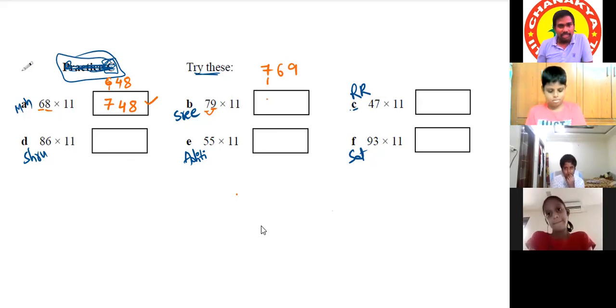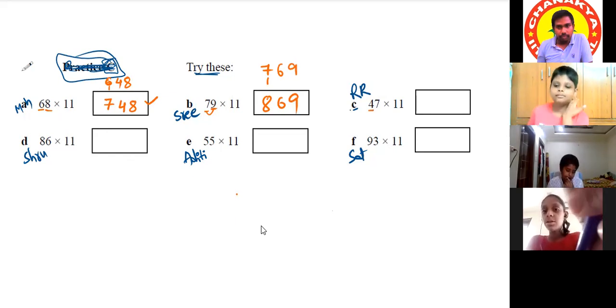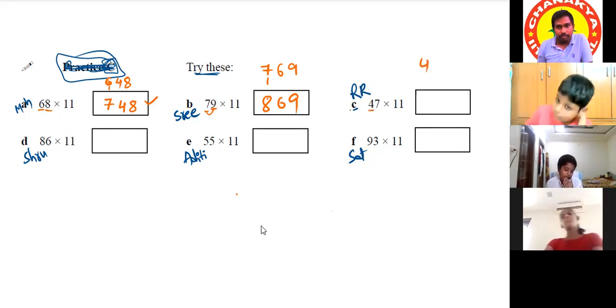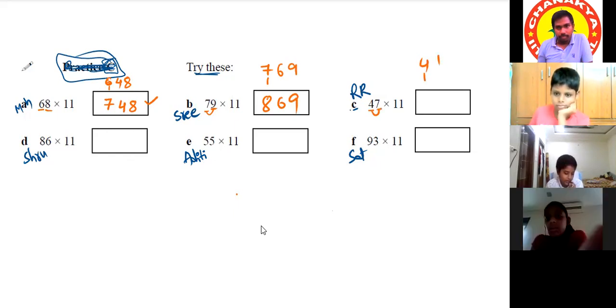Just add 7 plus 1 is 8, 6 and 9 as it is. That's all. Okay, sir. Then Ritvik. Yes, sir. The question is 47 into 11. Okay, so 4 as it is. 4 plus 7 is 11, which is a carry. So 1 and 1, which is 11, and the last digit is 1, so we can keep 1 and 1 carry.